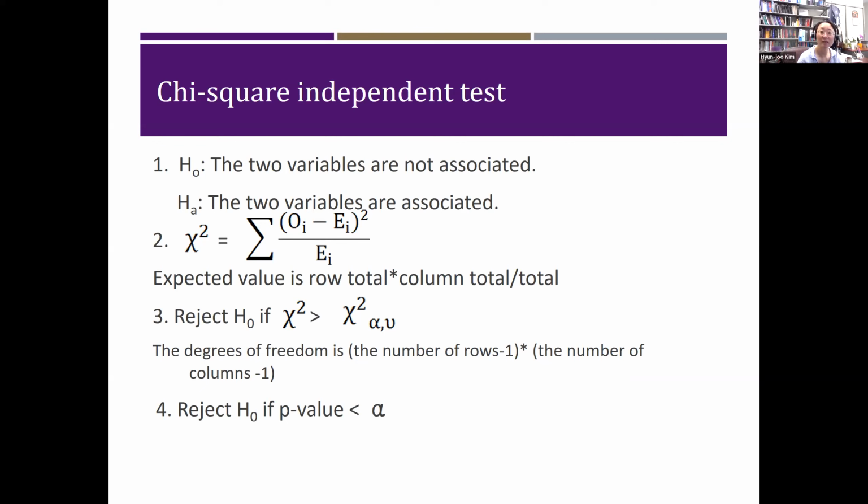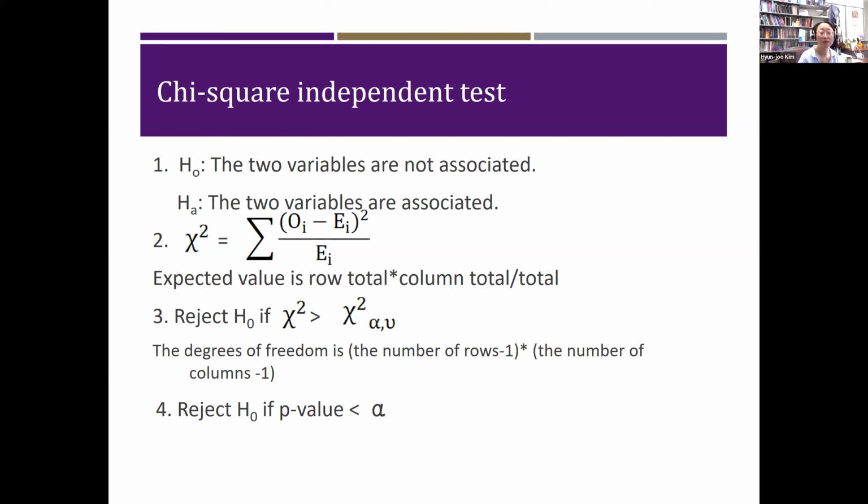The chi-square independent test process looks very similar to the chi-square goodness of fit test. Steps 2, 3, 4 should look very familiar, and it actually looks almost identical. The differences are how to calculate E_i and the degrees of freedom. So here is a little note on how to calculate those.